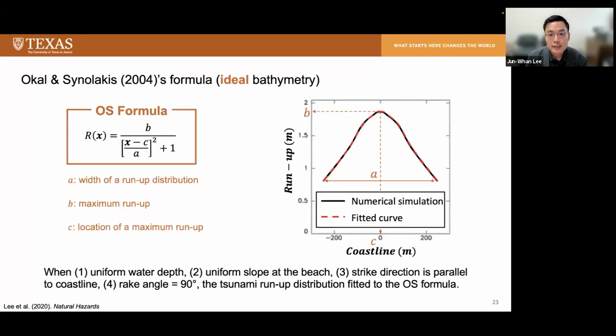And related to the tsunami run-up, Okal and Synolakis did very interesting research in 2004. They found that the along-shore tsunami run-up distribution, the black line in the right figure, perfectly fit the empirical formula, the red dashed line in the right figure, in an ideal bathymetric condition where the water depth is uniform and the slope at the beach is uniform.